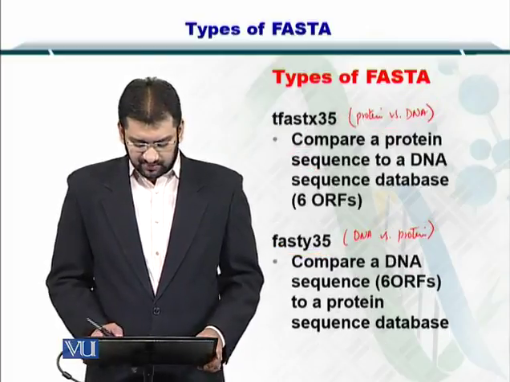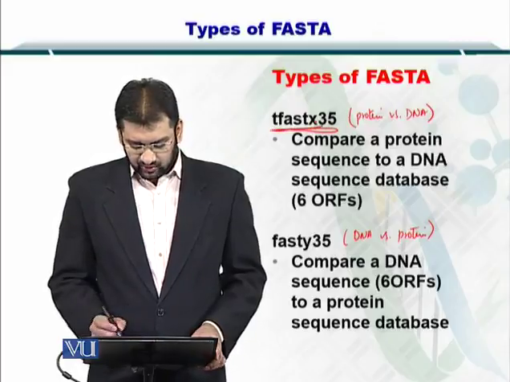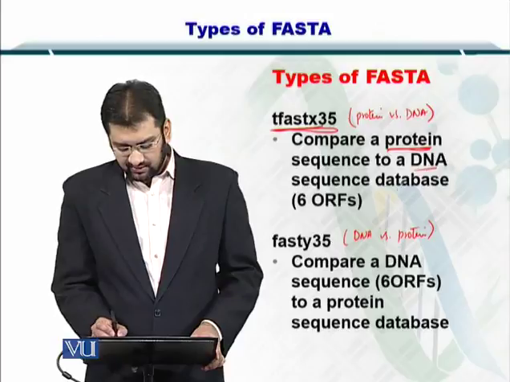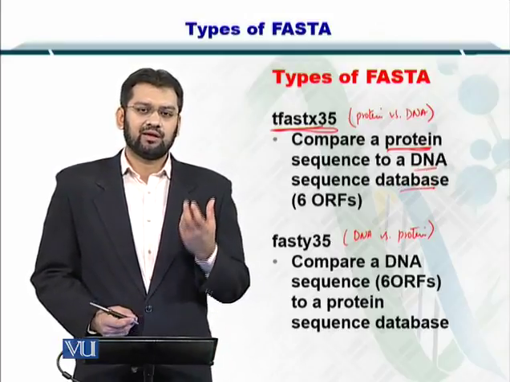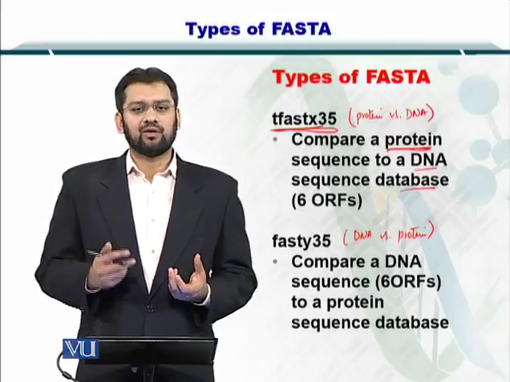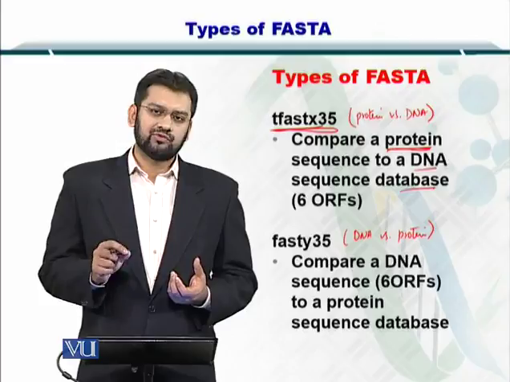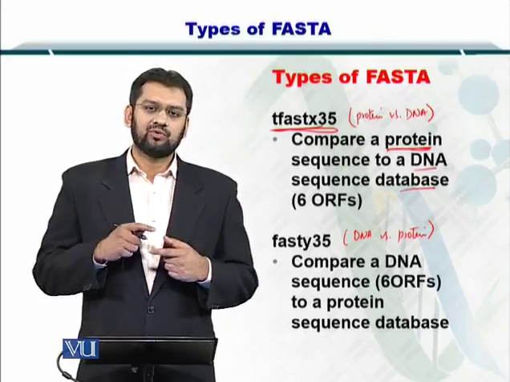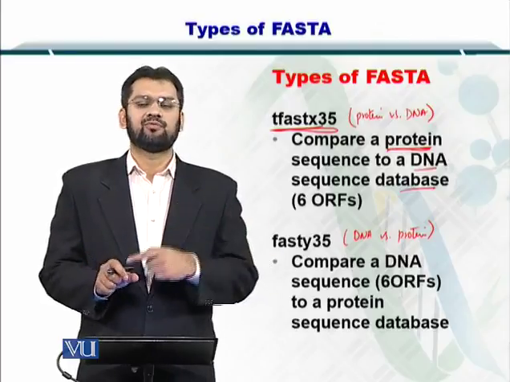The third type is TFASTX35. It can help you to compare a protein sequence to a DNA database. So on this side, your query is a protein sequence, while on the database side you have a DNA database. What you do is you take one sequence from the nucleotide database and you compute all 6 ORFs, translate them into proteins, and then perform the comparison.